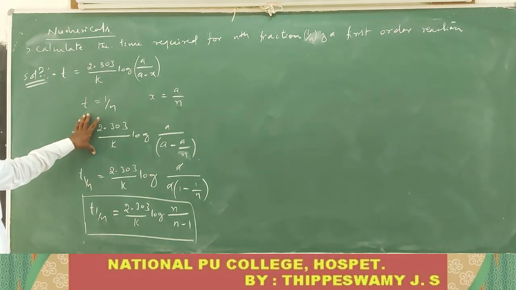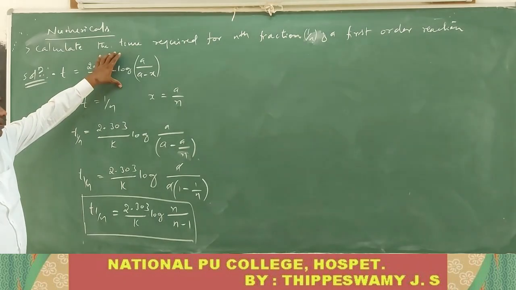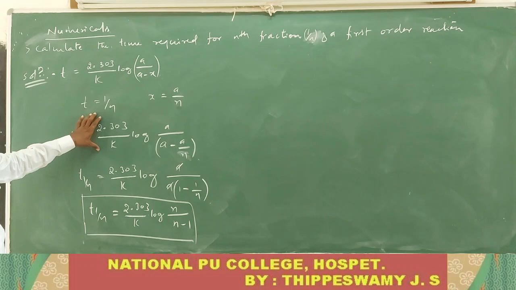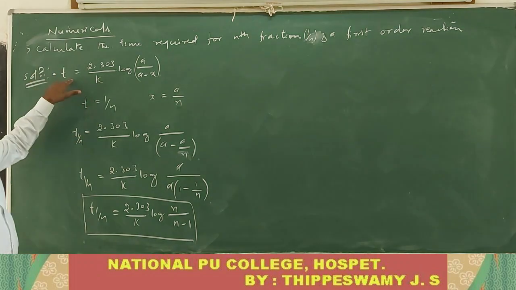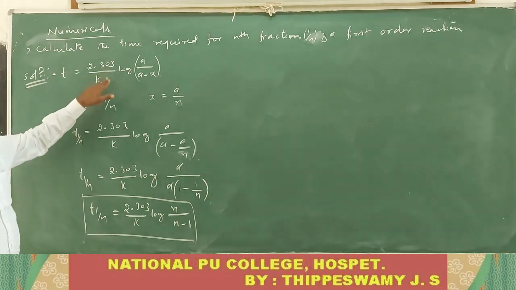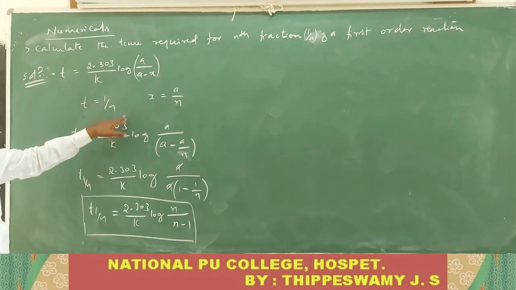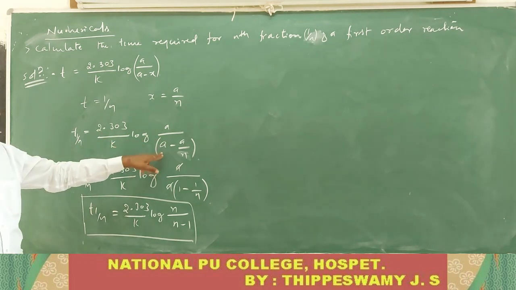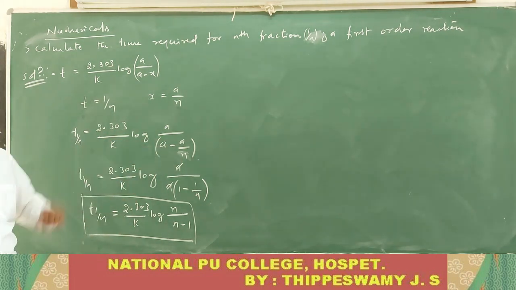Calculate the time required for nth fraction of a first order reaction. Initially, we know the relation given by the first order kinetics: 2.303 by k into log of a by a minus x, where t is equal to t1 by n and x is equal to a by n. So t1 by n is equal to 2.303 by k into log of a by a minus a by n only. Is it not?